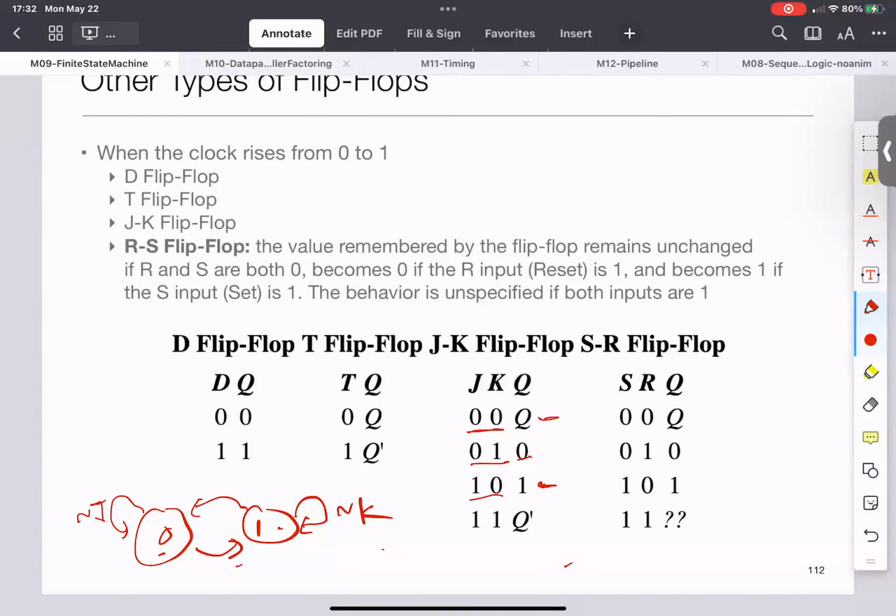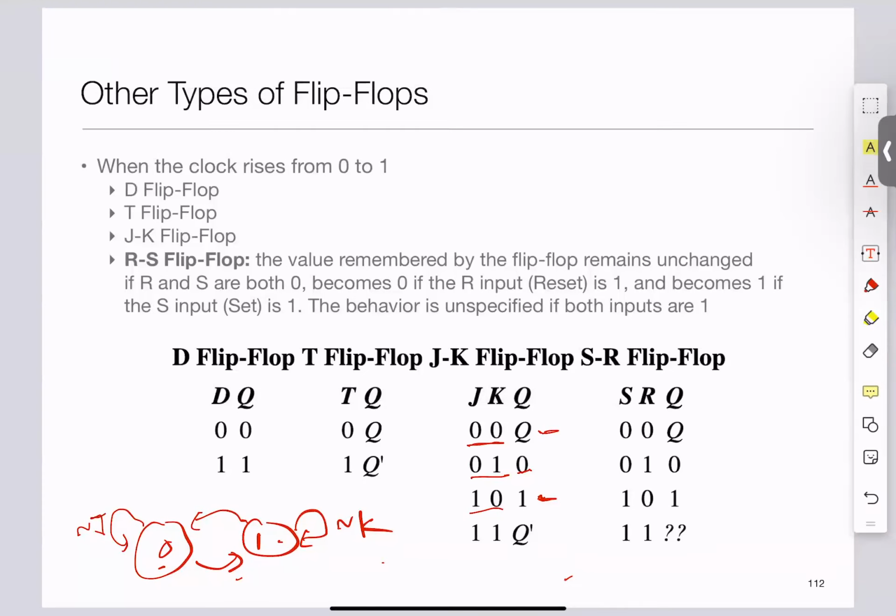So there are all these different kinds of flip-flops, but they're mutually substitutable. Usually in libraries, you will only find the D flip-flop, but the others also exist.